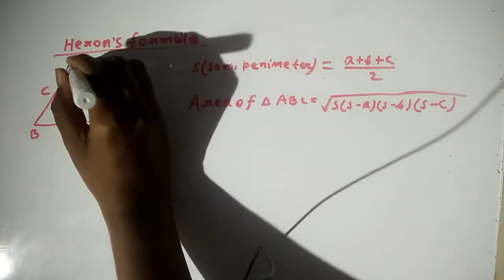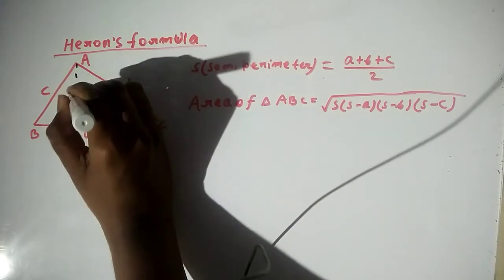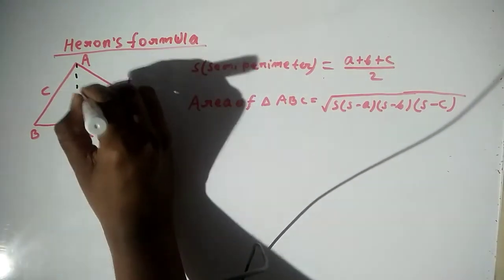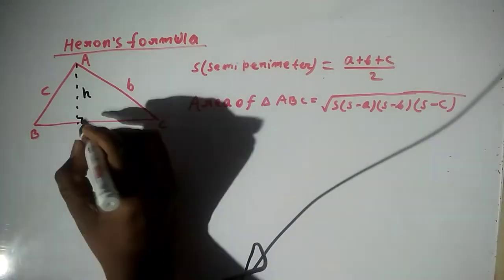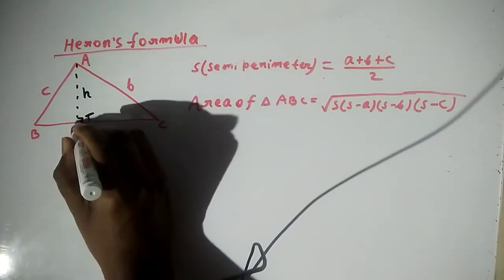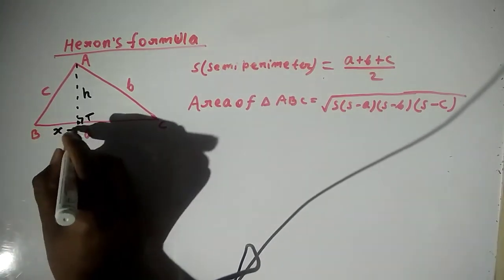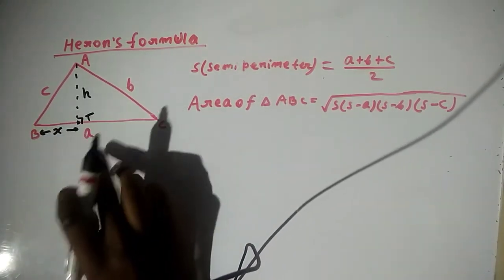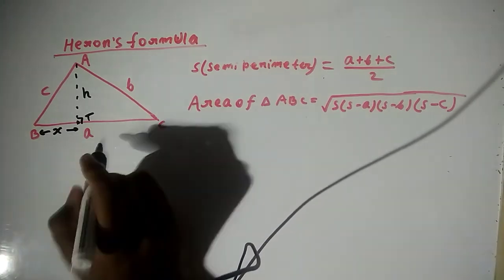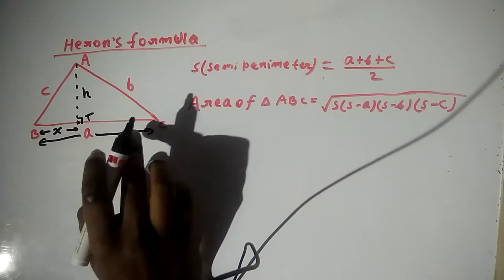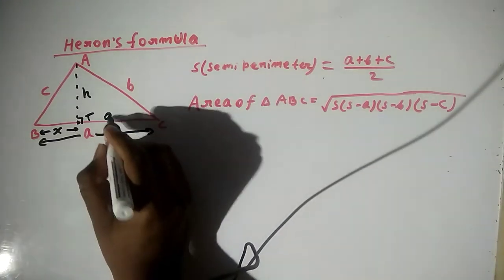So we will draw a height of this triangle. Let's call this height h. Let's mark this point as T. Let BT equal x. And see, BC is a. Therefore, TC will be a minus x.